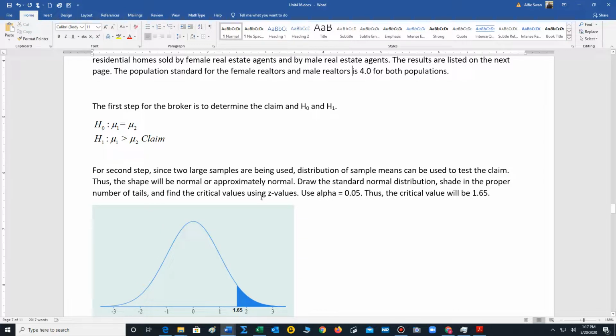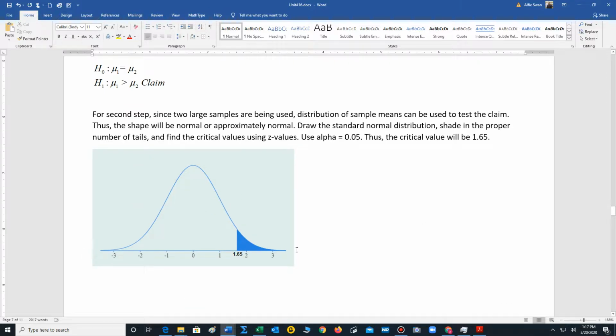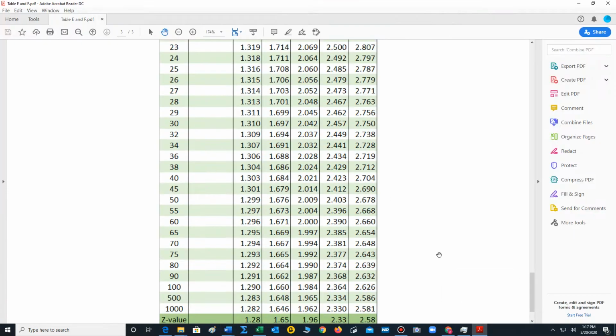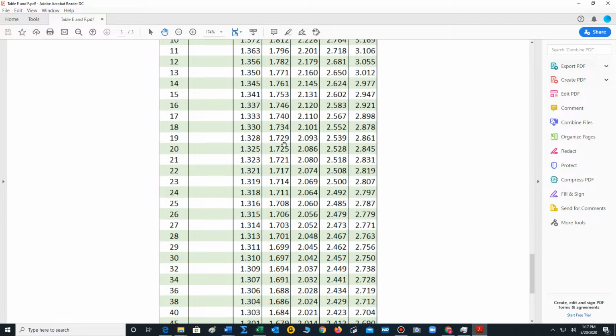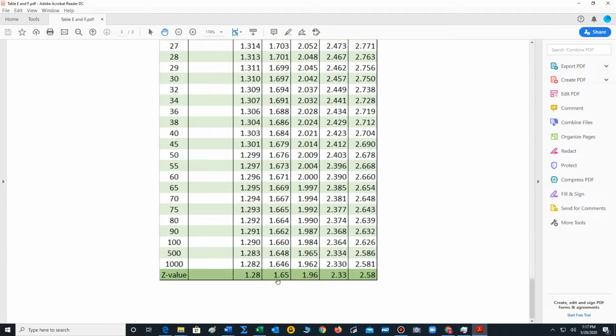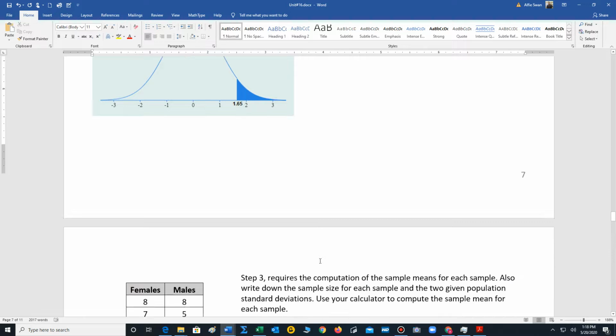Our next step, we will use our normal distribution. It's a z-test because we're working with large populations, and we know the two population standard deviations. So we draw the normal distribution, we shade to the right, it's a right tail, alpha is 0.05, so let's look up our critical value, one tail, 0.05, all the way down to our z value, 1.65. That's the critical value, 1.65.